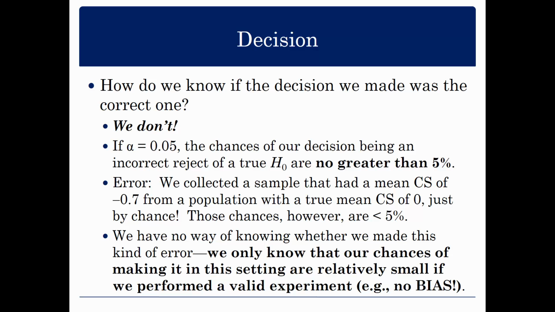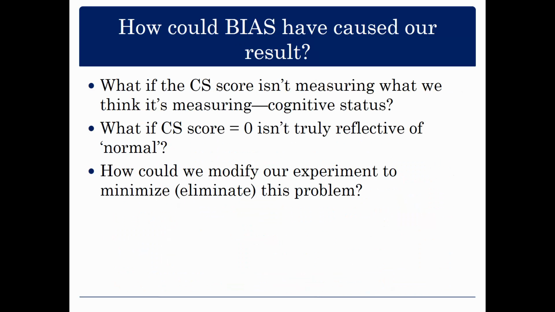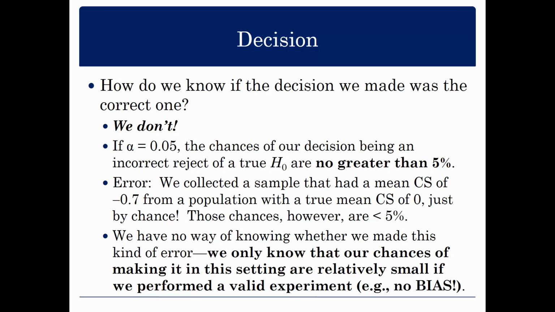There's always a chance that you've made an incorrect decision, even when you've got a very well-powered and designed experiment. We just know, because of the way we design the experiment, that the chances of us making errors in our decision are relatively small. This bottom bullet's important. We have no way of knowing whether we made this kind of error. We only know that our chances of making it are relatively small if we performed a valid experiment. In other words, if we don't have bias.